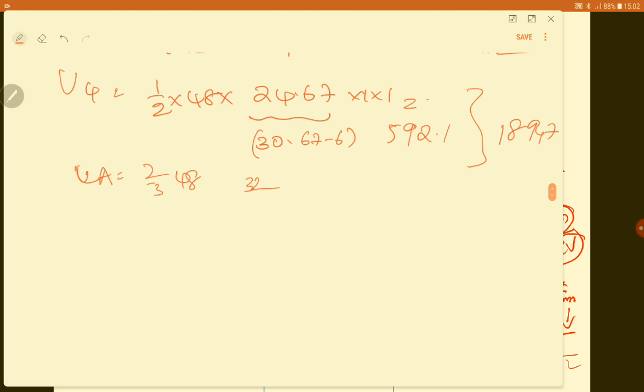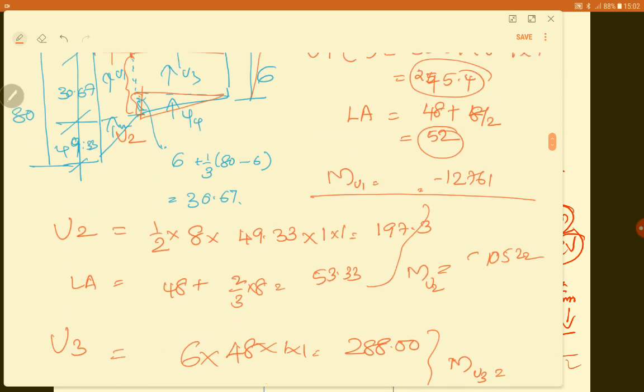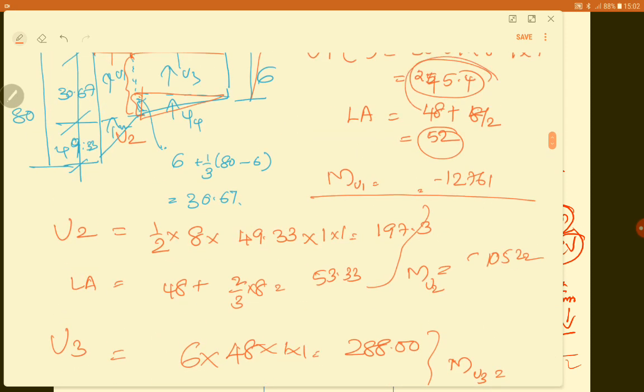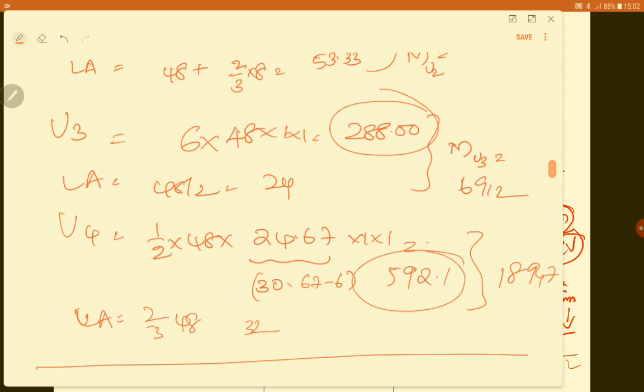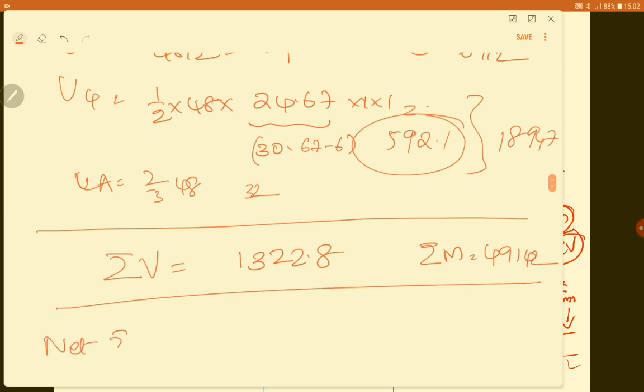So we have calculated all the vertical forces, right? So the total vertical force sigma V will be equal to the summation of these vertical uplift pressures. You have the 4 values, that is this one, this one, this one and this one. This will give a summation of 1322.8 and the moments will have a summation of 49142. Okay, now what will be the net sigma V?